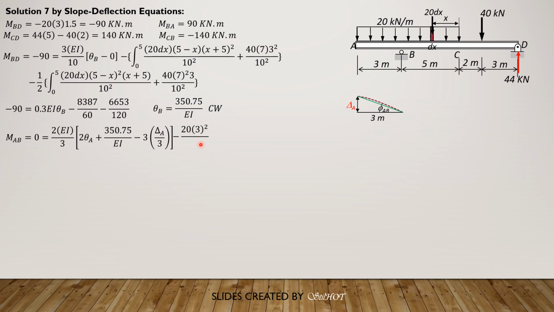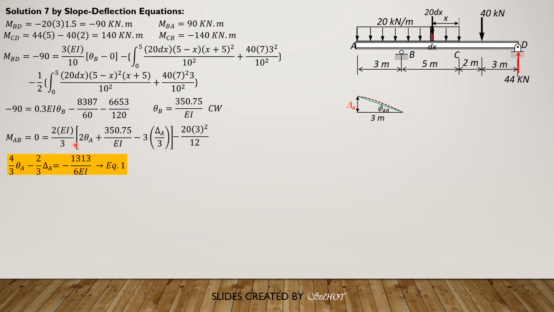That's the fixed end moment formula for uniformly distributed load. Then at the right side, no more, because this is 2EI over L, so fixed end moment near only. So simplifying, we have 2/3 times 2 is 4/3 theta A.